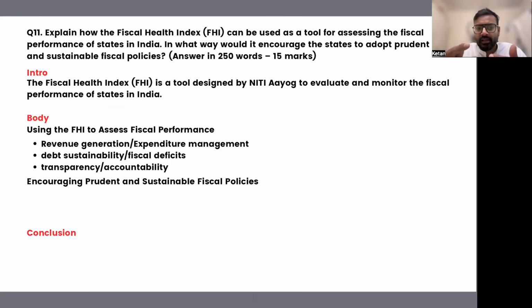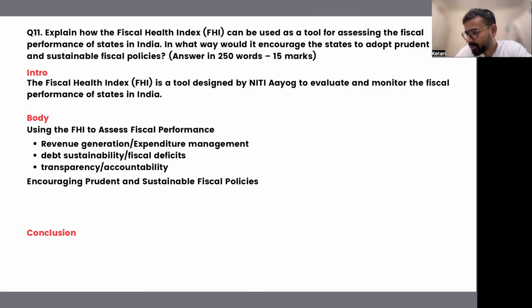So of course, if the fiscal health index is assessing the fiscal performance, it is looking at the revenue of the states, the expenditure of the states, also the debt to GDP ratio and the fiscal deficits and all the other deficits. And also because this is a fiscal health index, it is publishing all that information on a platform, therefore leading to more transparency and more accountability for the states also.